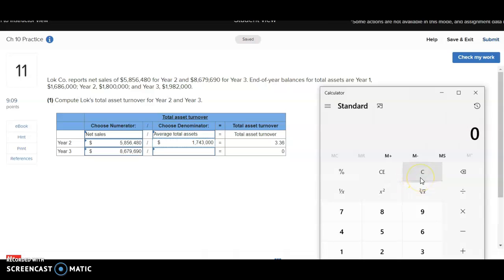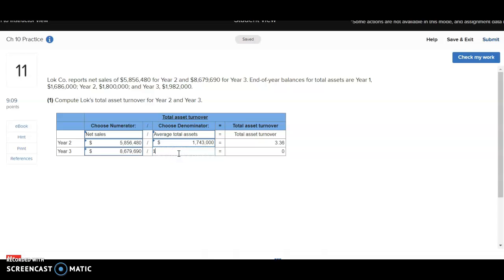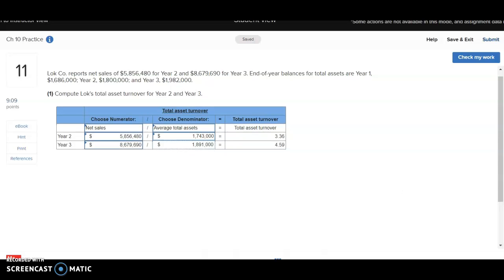Then we're going to do the same thing for years 2 and 3 to get the average for them. We have 1,800,000 plus 1,982,000 divided by 2, and we get 1,891,000. And that's going to give us a ratio of 4.59. So we can see that from year 2 to year 3, total asset turnover increased. Well, that's what we want to see. We want to see that number higher.